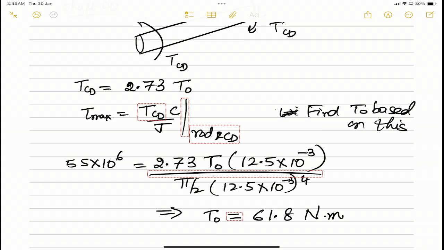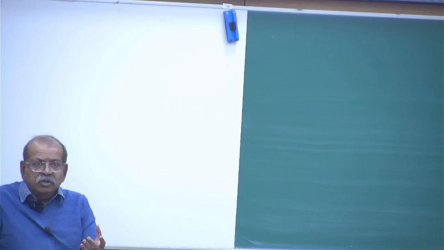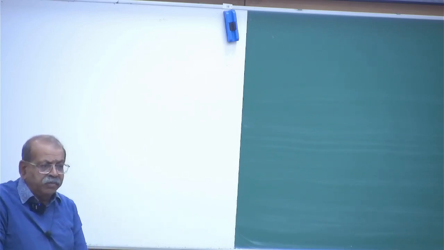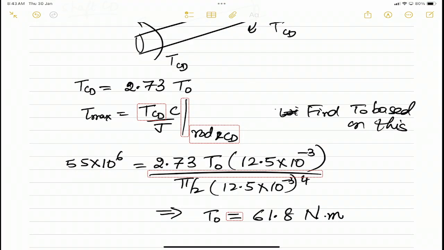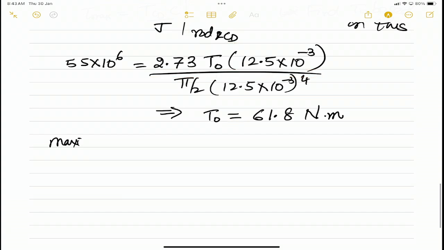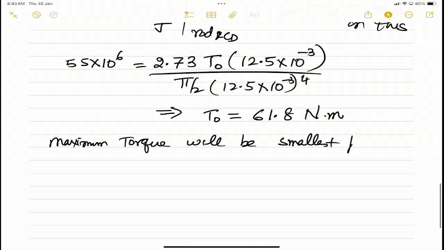So which one should I use? 71 or 61? 61, because this is the one at which it will fail. So that means the maximum T0 which the system can take will be 61.8 Newton meters. Okay. So this is what we'll have to do. So maximum torque will be the smallest permissible T0. So this will be equal to 61.8 Newton meters.